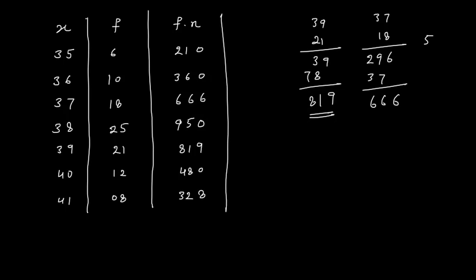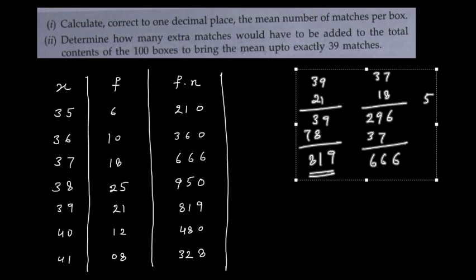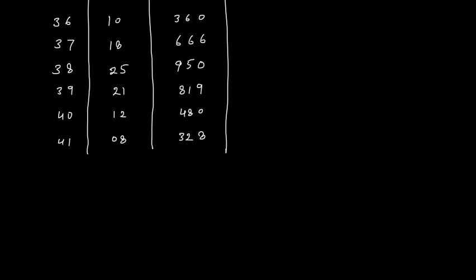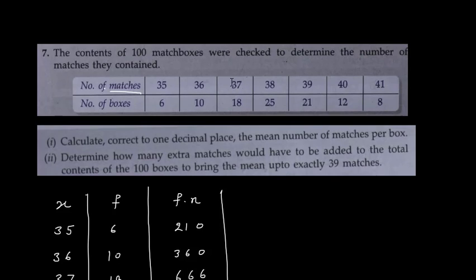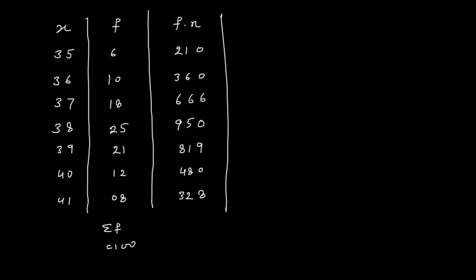Now what is your next step? Next step is to find out the total of frequency. Now the total of frequency here, summation of f will be 100, because in the problem it is mentioned that the contents of 100 match boxes. So you take the sum, it will be 100.